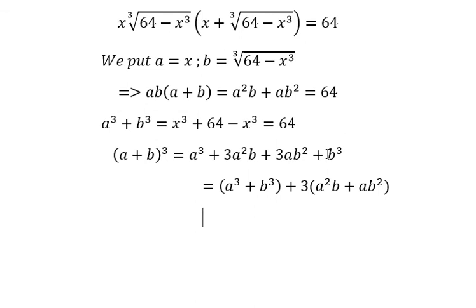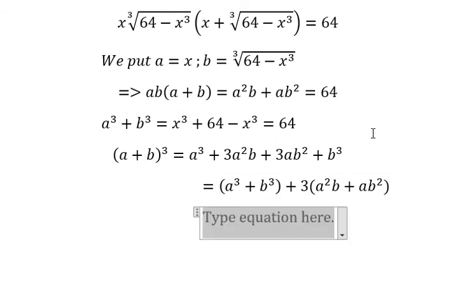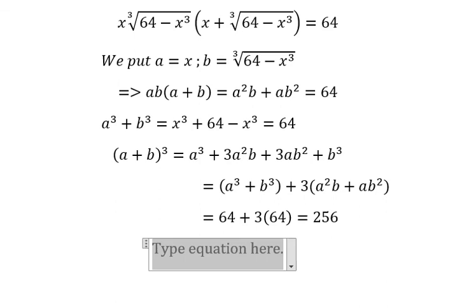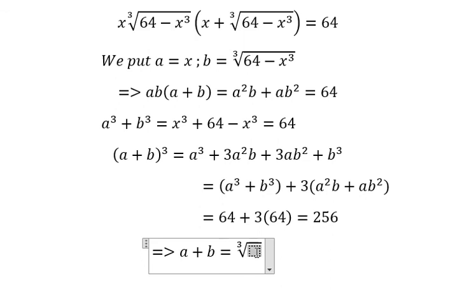So we put the number in here. That's about 256. So we can find a plus b in here equal to the cubic root 256.